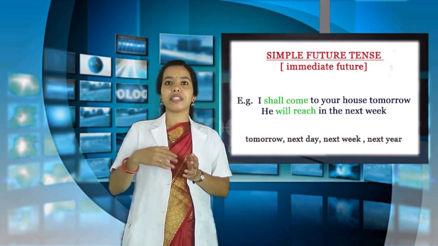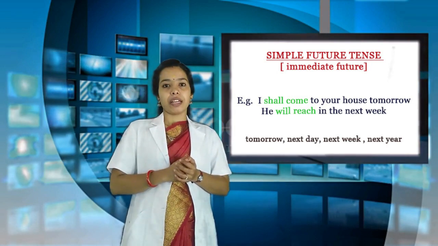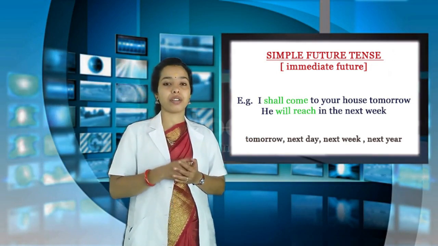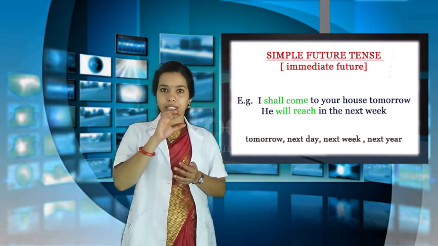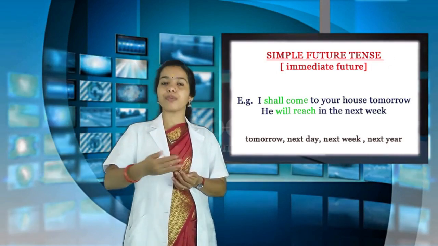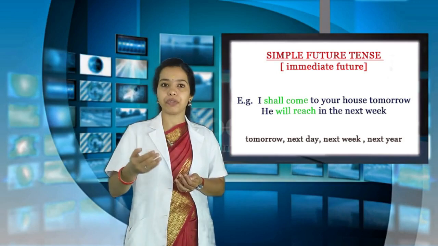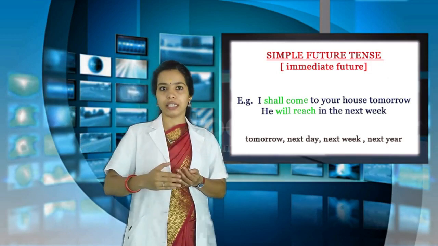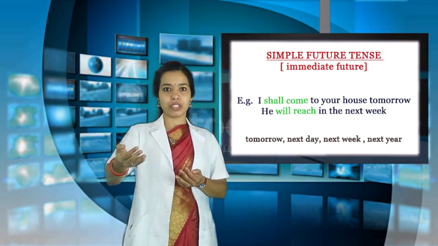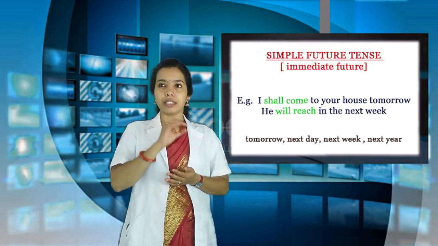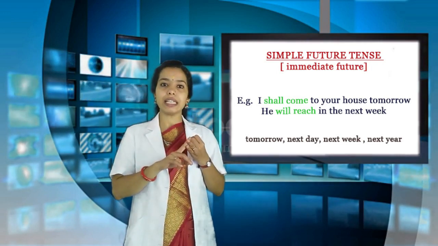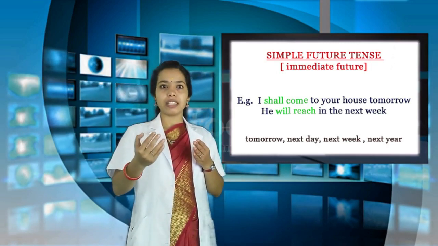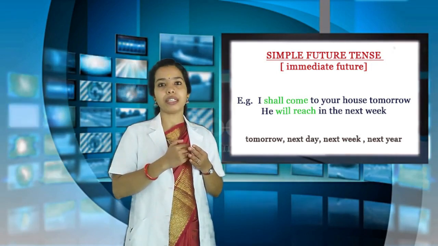Simple future tense always denotes an immediate future. Like, I will come to your house, or I shall come to your house tomorrow. Here a correct future time is given, tomorrow. So there you have to use simple future tense. Then, he will reach next week. Again the future time is mentioned, next week. So here the keywords will be tomorrow, next day, next week, or next year. Like that, a future time will be given in the sentence, and there you have to use simple future tense.